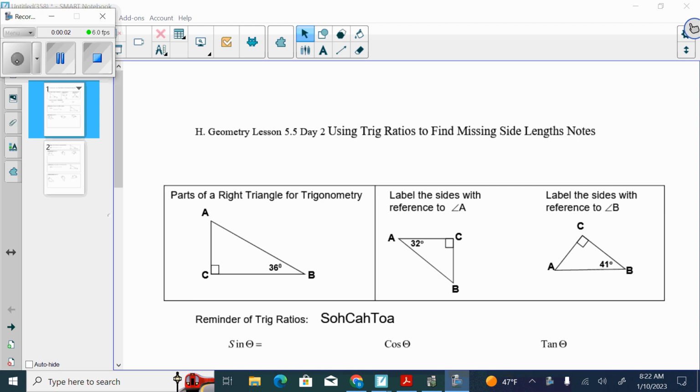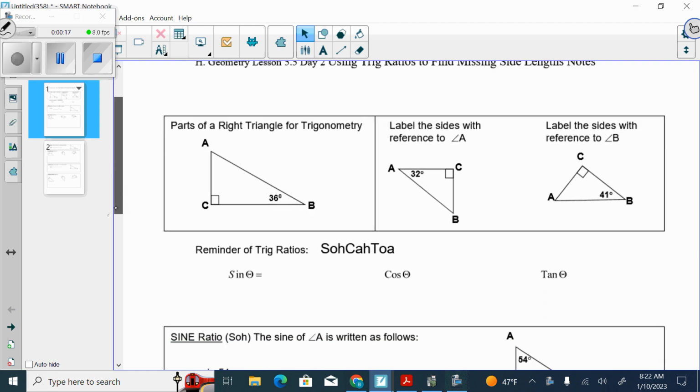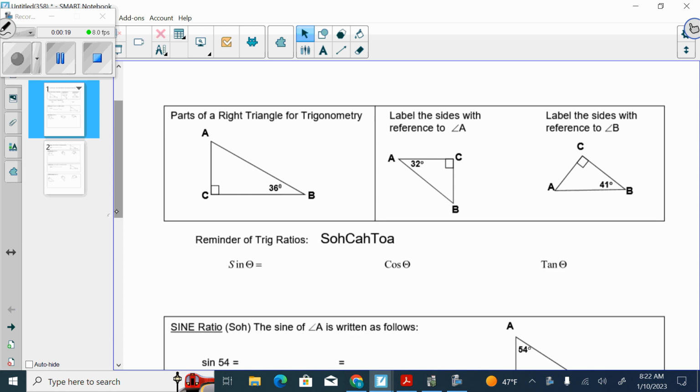Yesterday we just practiced setting up our trig ratios. Today we are going to actually use those trig ratios to help us solve for missing sides in our triangles. So first of all, if we were looking at these figures here, if this is the only angle that they give me, that must be the angle I'm using as my point of reference.